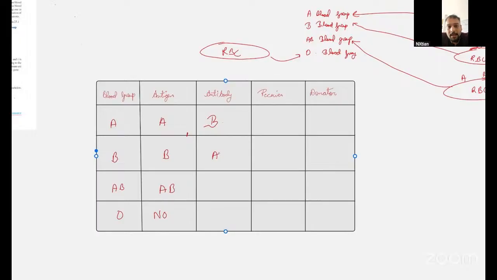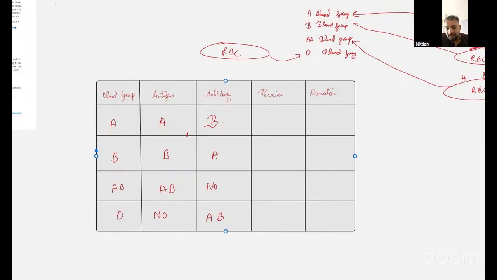He will have antigen A. If a person has AB blood group, it will not have any antibody. And if a person has O blood group, it will have antibody of A and B, both. Are you getting my point? Yes, sir.